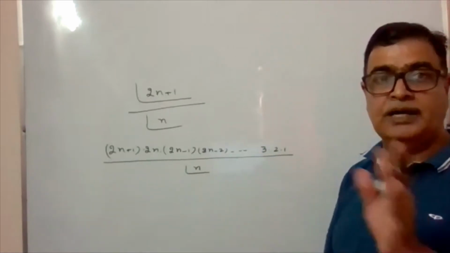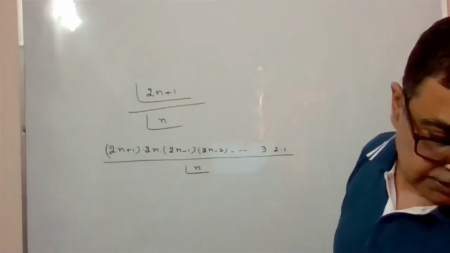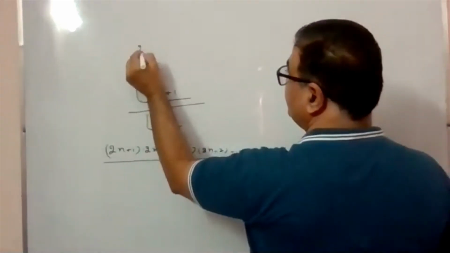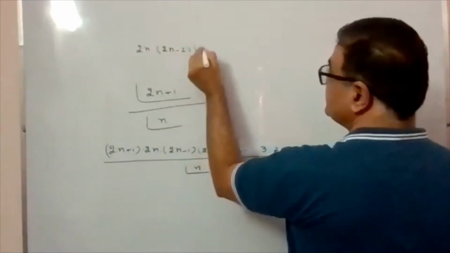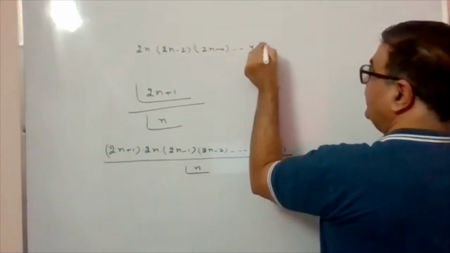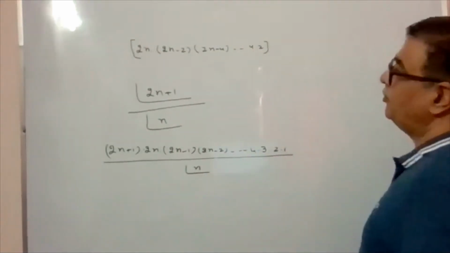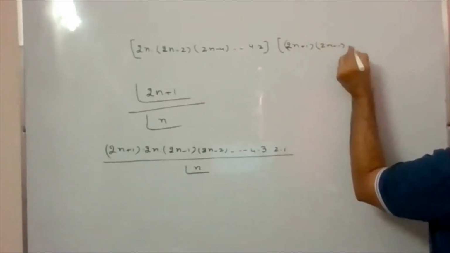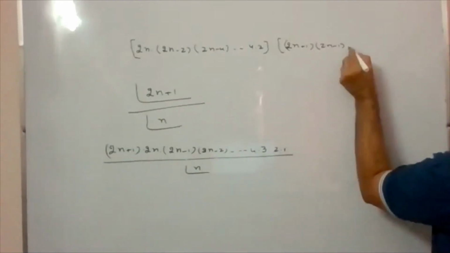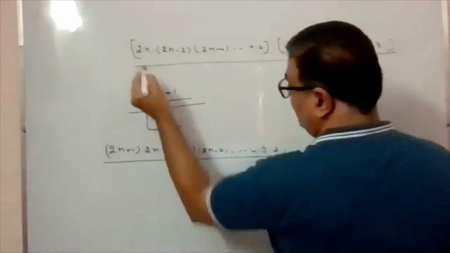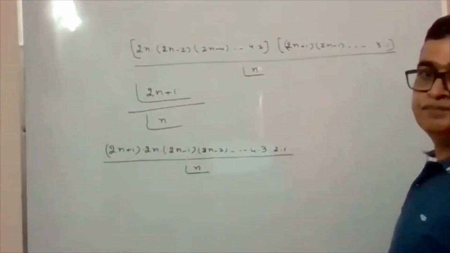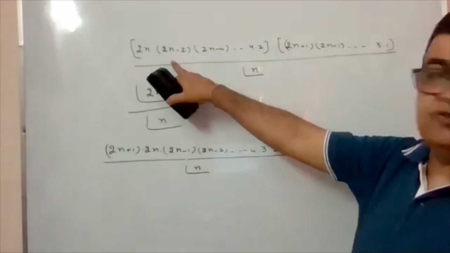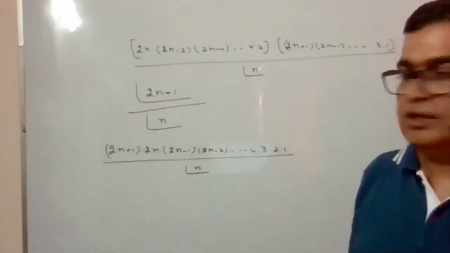Again, we will split this in two parts, all the even parts together, all the odd parts together. So even terms will be what? 2n, 2n minus 2 till 2. So I'll take them: 2n, 2n minus 2, 2n minus 4, 4 and 2. Then odd terms: 2n plus 1, 2n minus 1, then comes 3 and 1. Whole divided by factorial n. So first we have separated out even terms and odd terms.